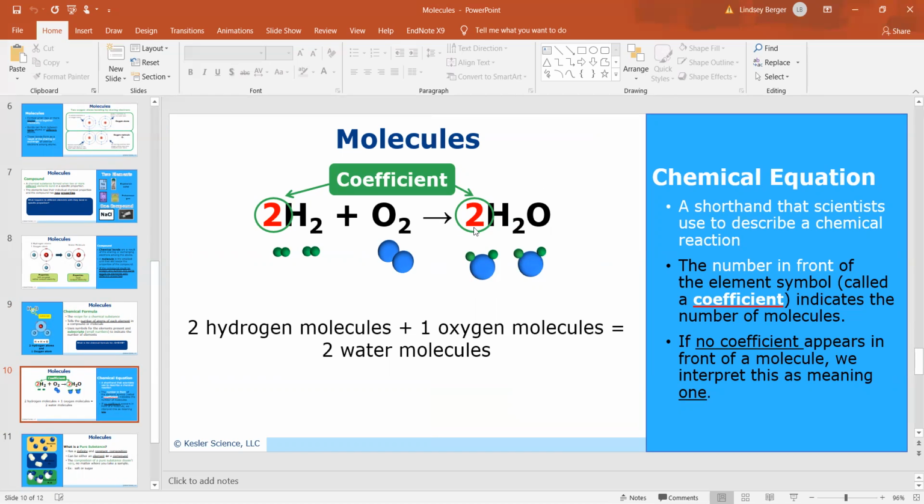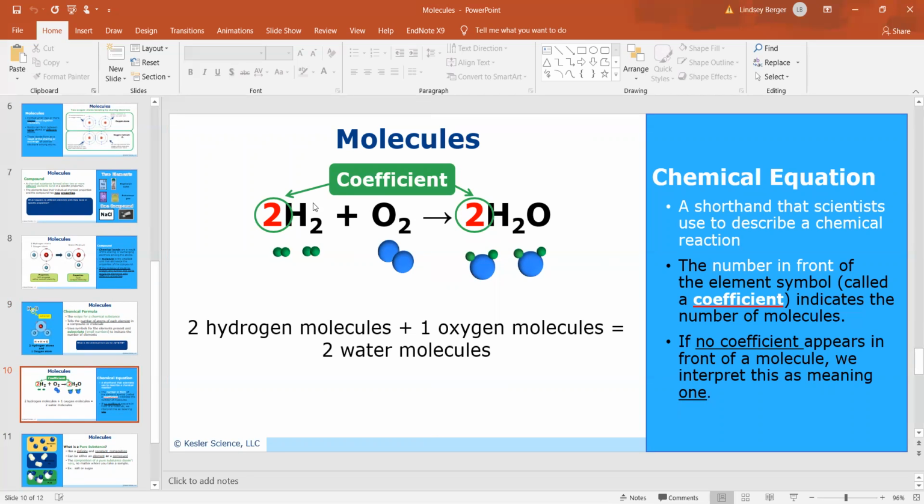Because remember, the coefficient carries over. Just like in your math classes, you learn about how numbers can carry over. That's basically what's happening here. So there's no coefficient in front of Mr. Oxygen here. He's kind of lonely. He still has a subscript, so we know there's 2 of him. So we know he's the breathable oxygen molecule. But there's no coefficient, so that's just implied to be a 1.